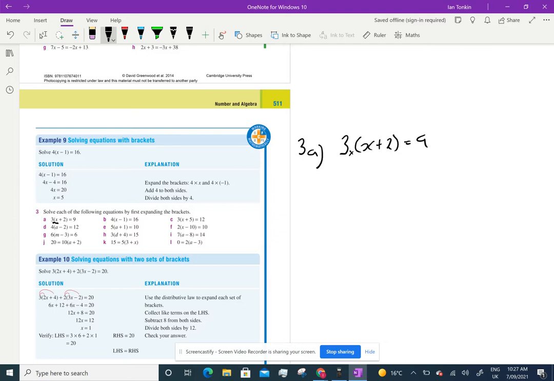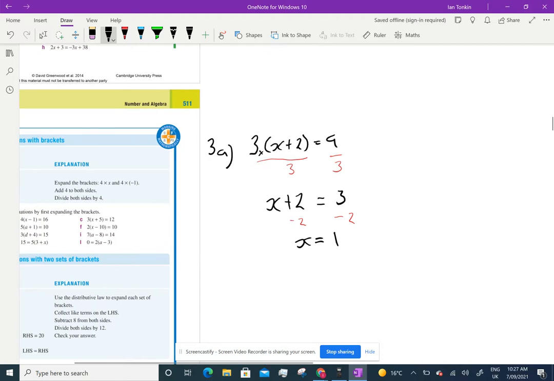Now remember, that 3 is being multiplied. So to get rid of it, we're going to divide by 3, and we're going to divide by 3. And that gets rid of it on the left-hand side. Some people like to think, I'll move that 3 across by doing the inverse operation, which is dividing. Same thing. So I get x plus 2 equals 3. And you're going to say, what happened to the parentheses? Well, I don't need them anymore, because the parentheses were there to say multiply everything inside the brackets by 3. We've got rid of the 3, so we don't need the parentheses anymore. And now I just minus 2, and I go, x equals 1.